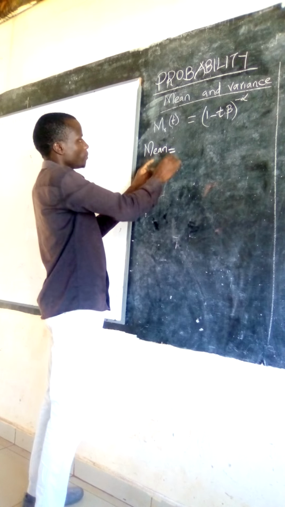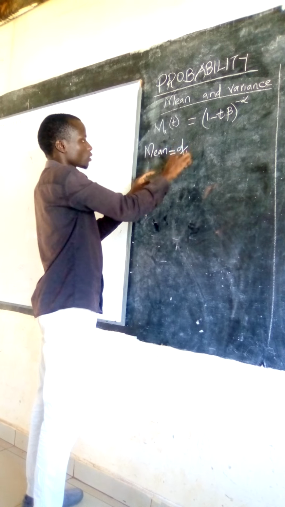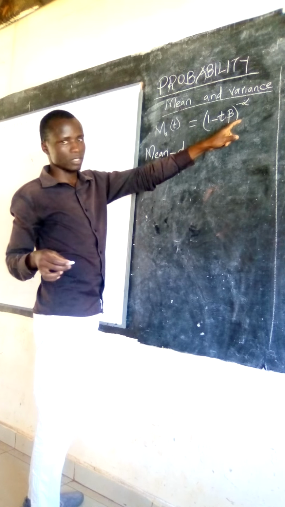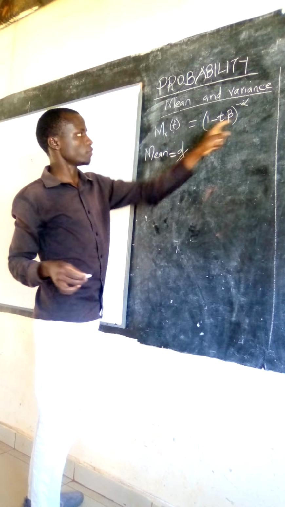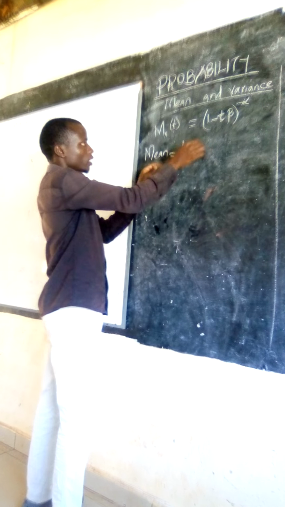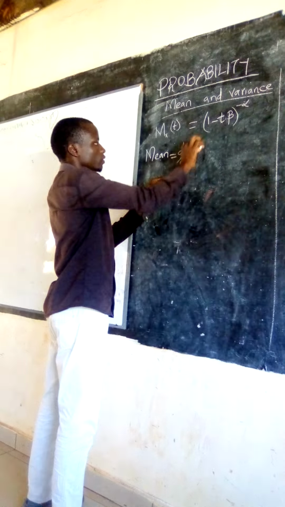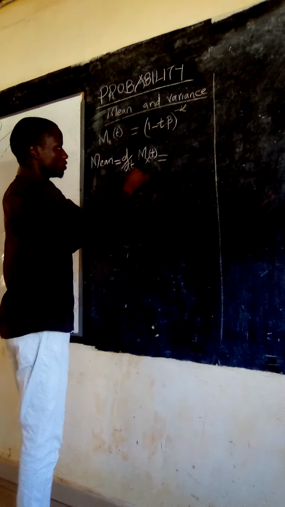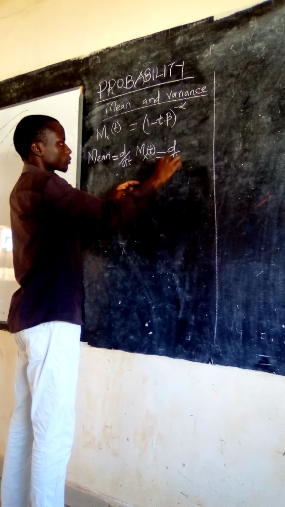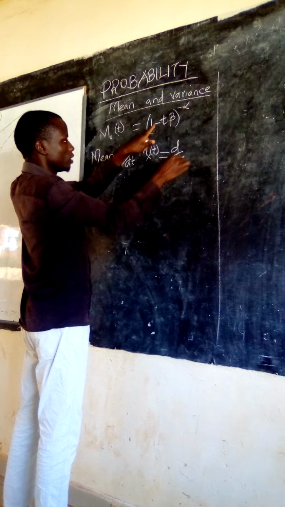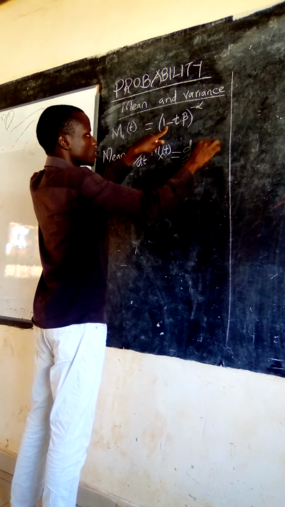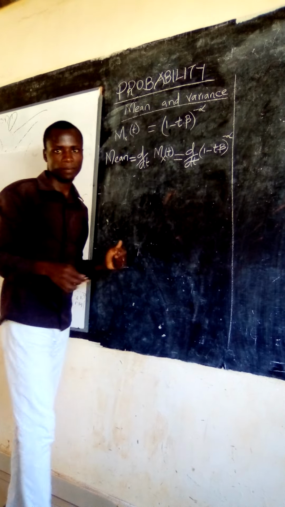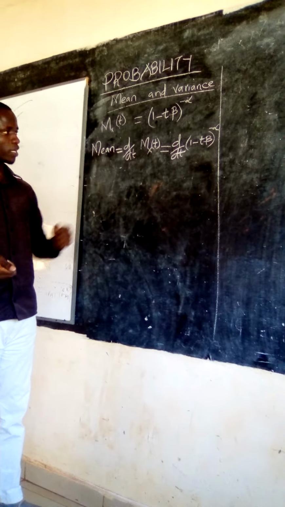You are just supposed to get d/dt of the MGF. And the MGF, the function, is this. So just get d/dt of this. You come here and write that the d/dt of the MGF M(t) is the same as d/dt of (1 minus t beta) raised to negative alpha. Yes, so that's my first step.